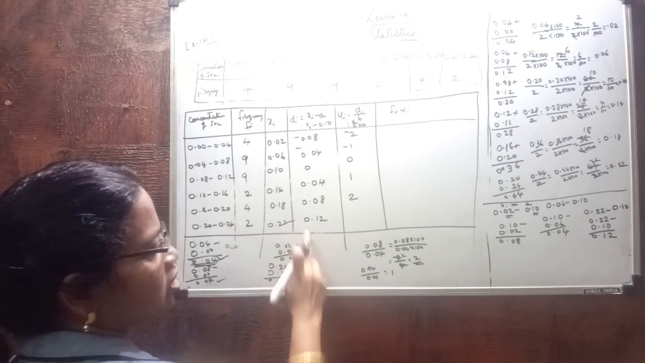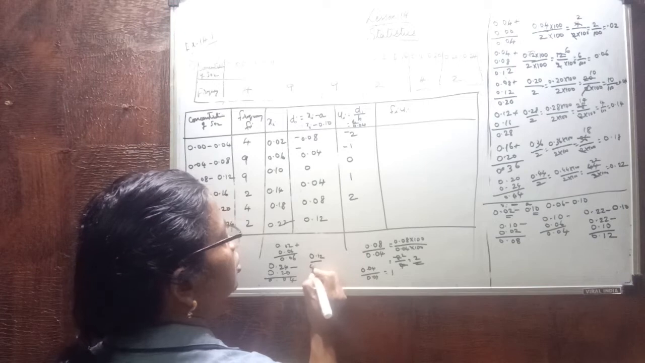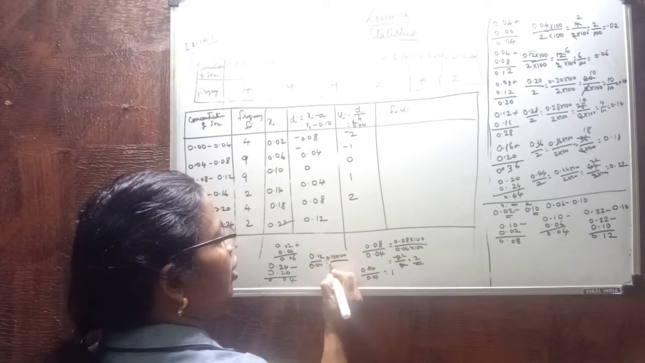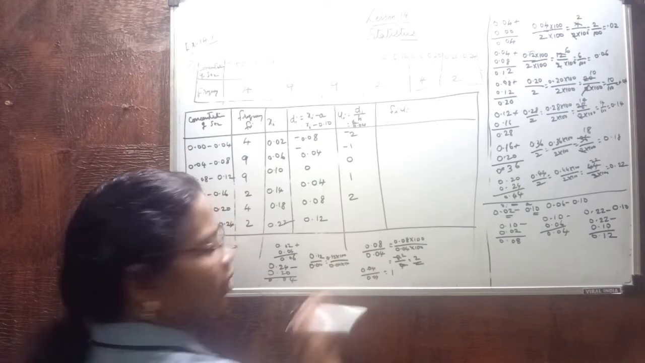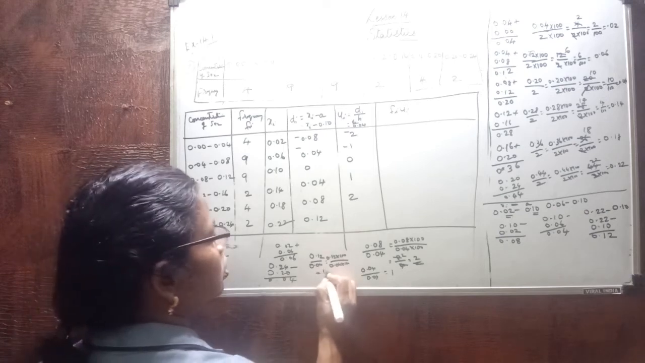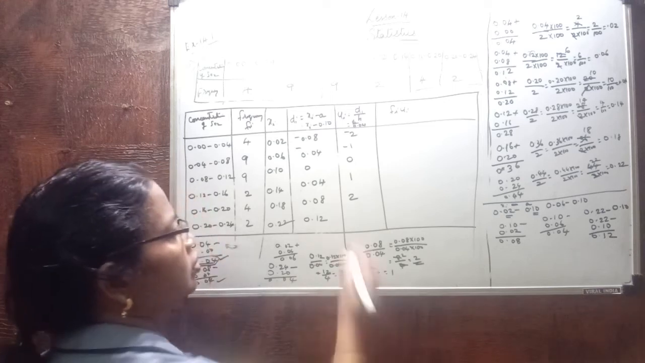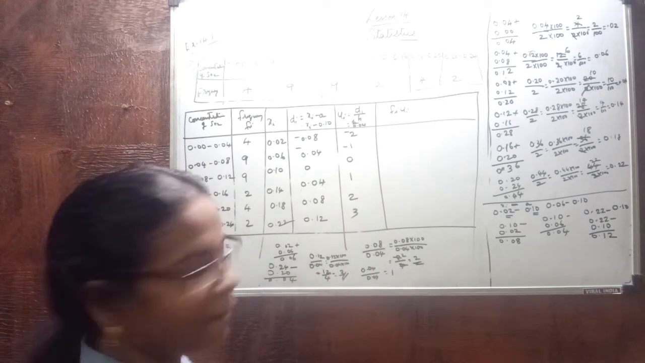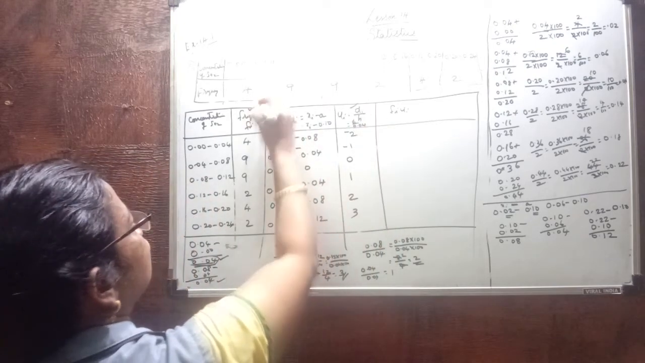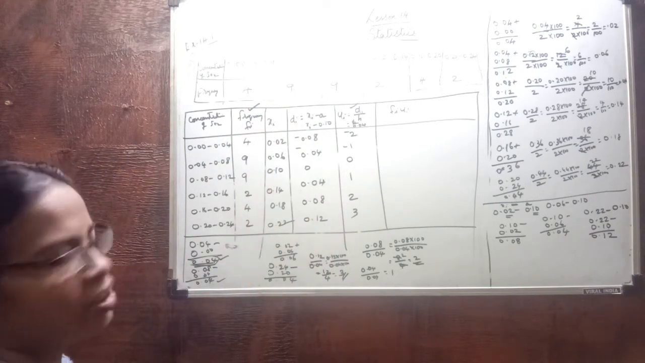Next one will be 0.12. 0.12 divided by 0.04. 0.12 into 100 divided by 0.04 into 100. Whatever we are doing to the numerator, do it in the denominator also. So it is 12 by 4. The answer is 3. So here it is. Now next is f i y. Here this is the y, here it is the f i. You put a tick mark here and it will be cut. However, you will not make any mistake.